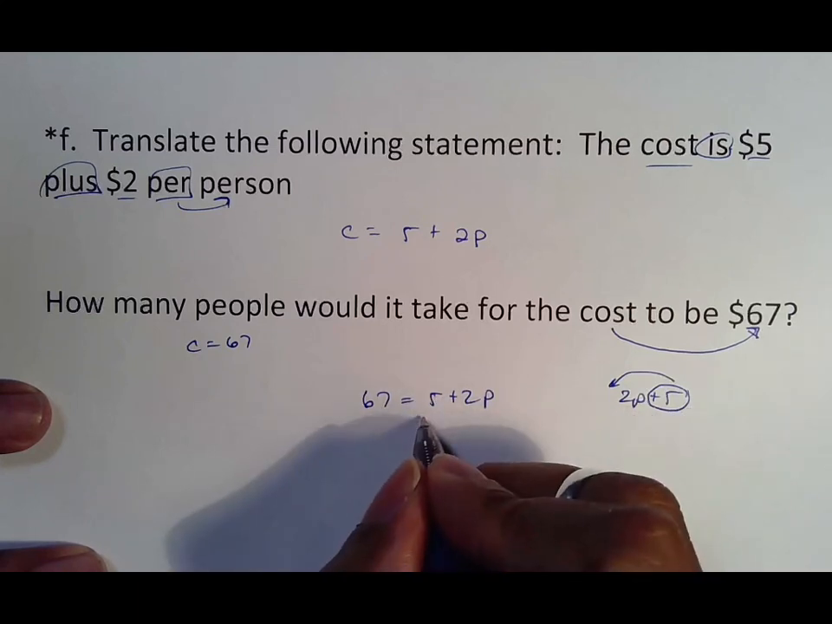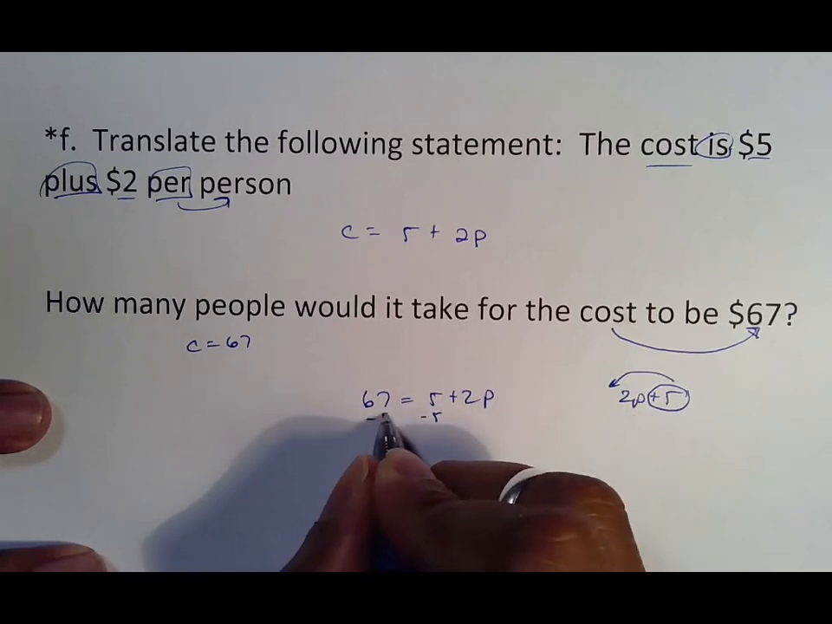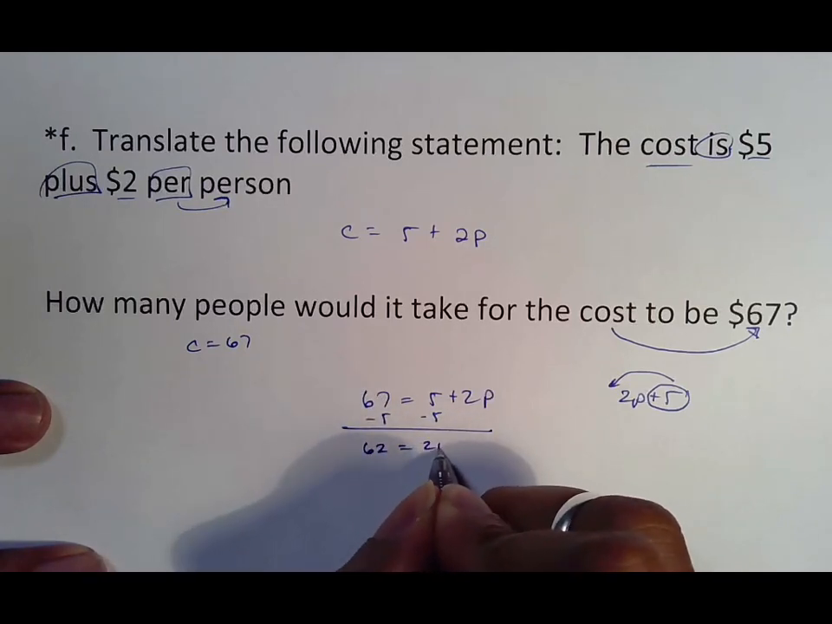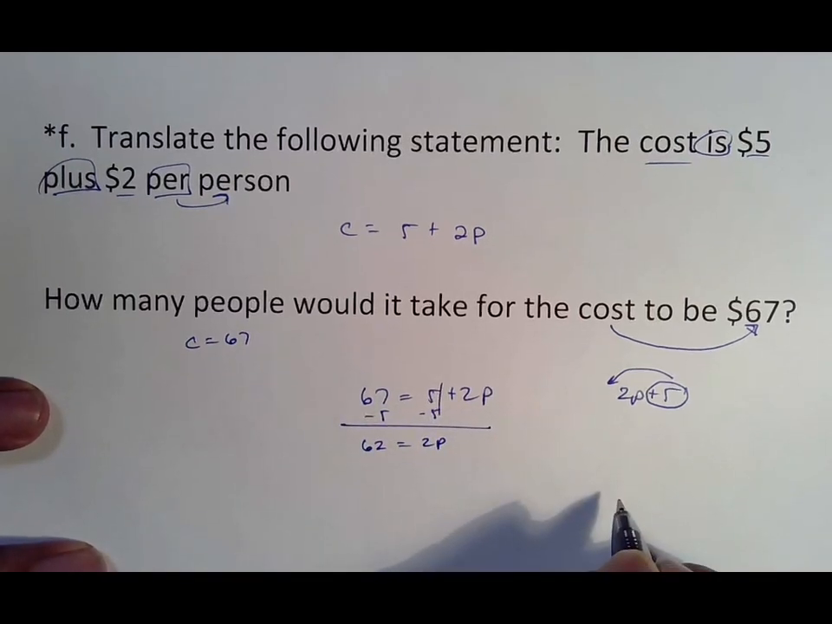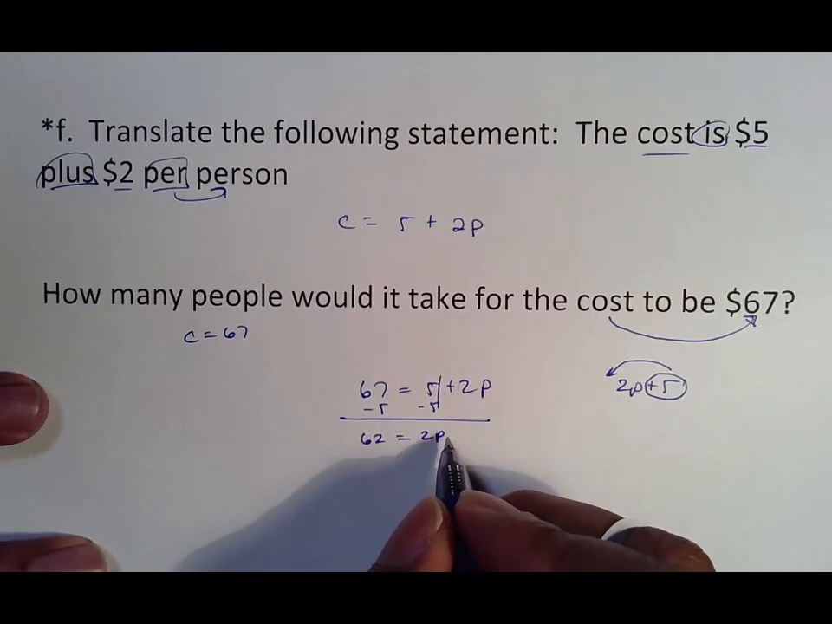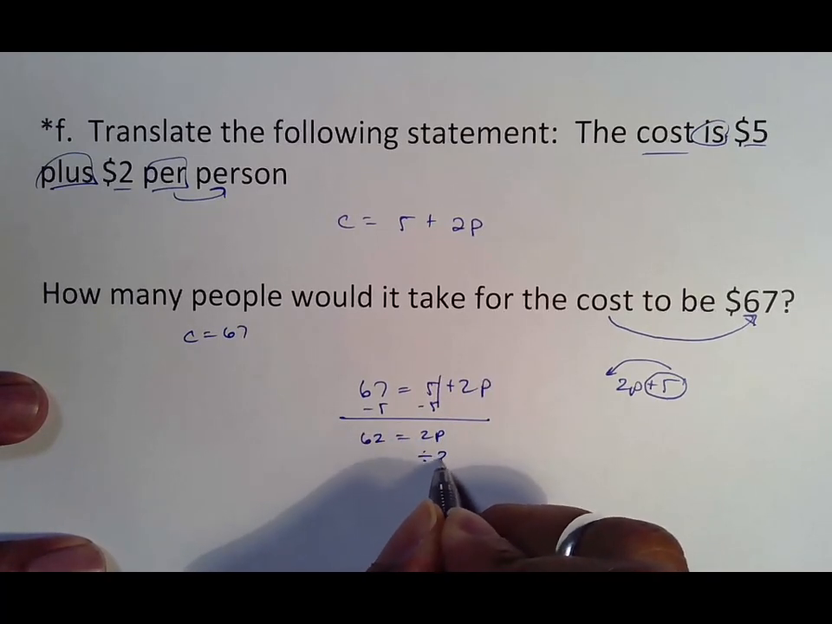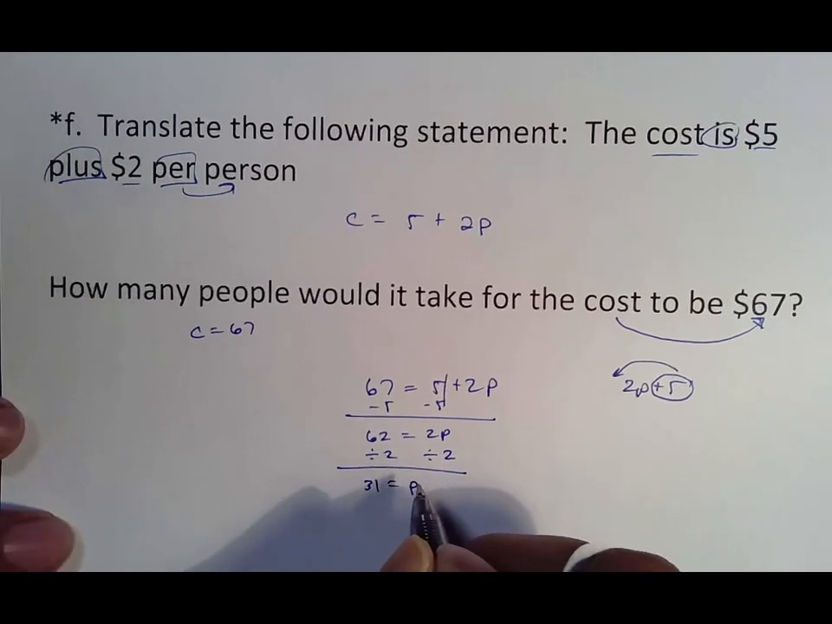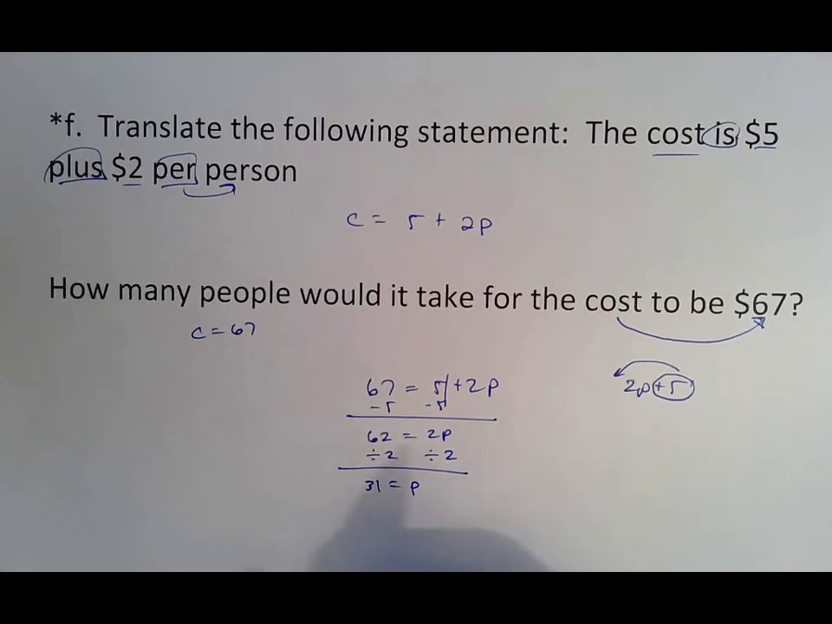And since that is a positive 5, we will move it with a negative 5. And 67 minus 5 is 62. That goes away. And now that you have 62 equals 2 times p, the way we move that 2 is by dividing by 2. Getting 31 people would lead to $67 of a cost.